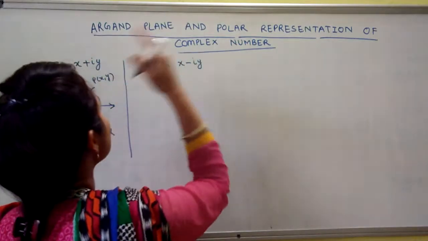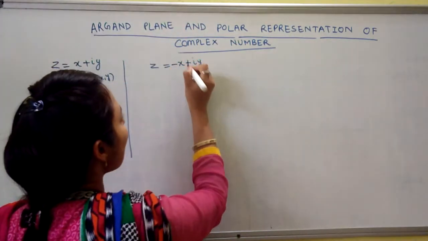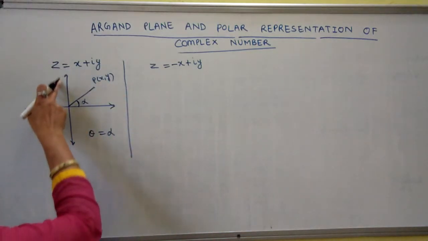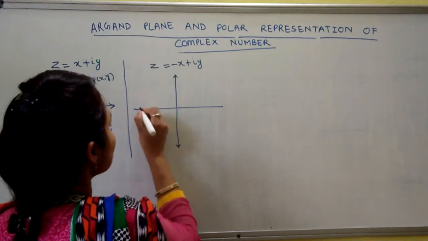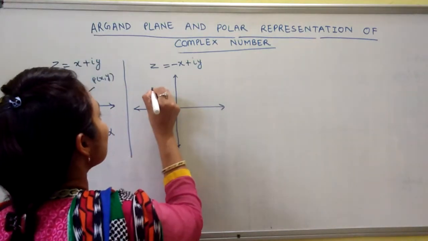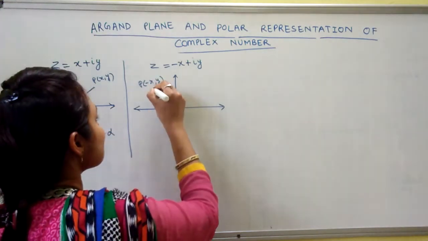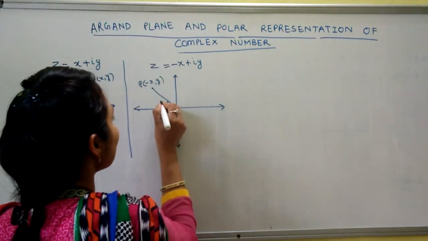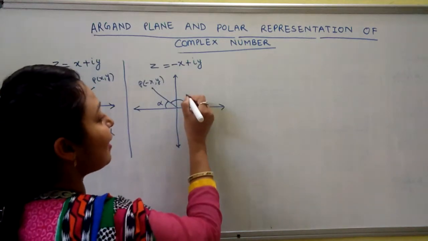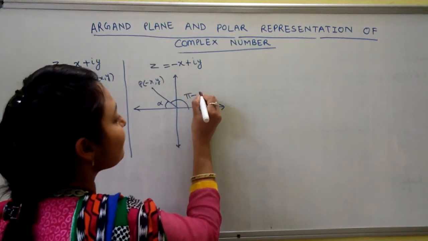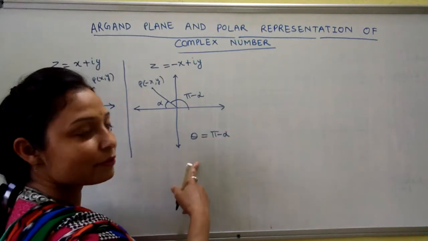Come to the second quadrant, when z equals minus x plus iota y. In the second quadrant, x is negative and y is positive. This is P, at minus x and y, and there is alpha here, but we need to find theta. This is theta. How can we find it? It is pi minus alpha. So theta has the value pi minus alpha. In this way we can find it.